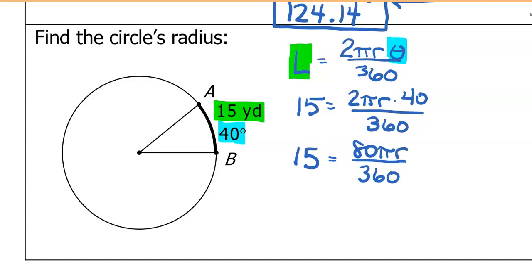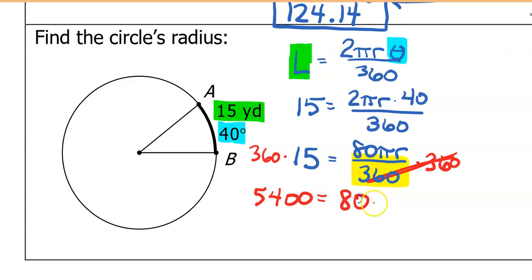If you're going with the first version of the formula, once you get to this point, which you will in a lot of these problems, we've seen stuff like this before. I see division by 360. So I'm going to multiply both sides by 360 just to cancel it out over here. And then again, I should be doing this in my head, but I'm very tired. This has been a long week. 5,400 equals 80 pi r, and then you can solve it from there.